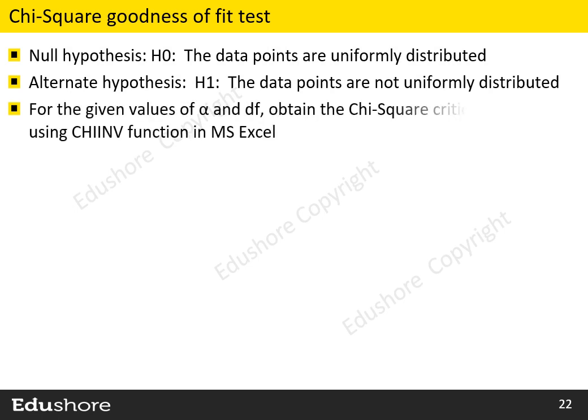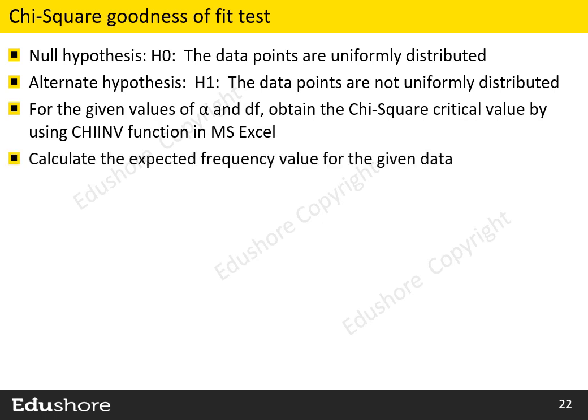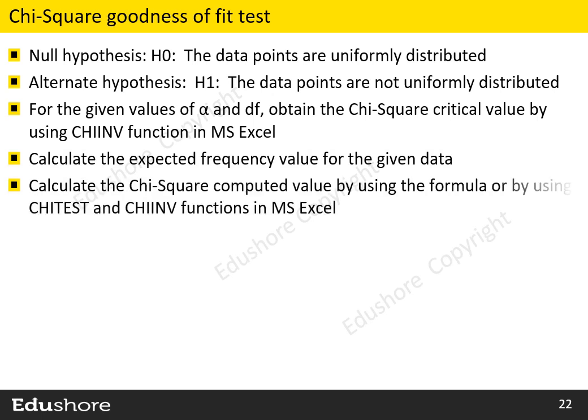For the given values of alpha and degrees of freedom, obtain the chi-square critical value by using the CHIINV function in MS Excel. Calculate the expected frequency value for the given data. Calculate the chi-square computed value by using the formula or by using CHITEST and CHIINV functions in MS Excel.